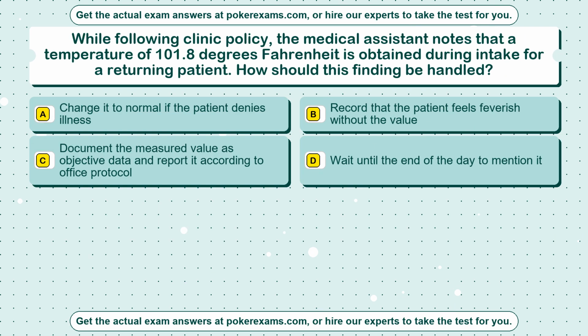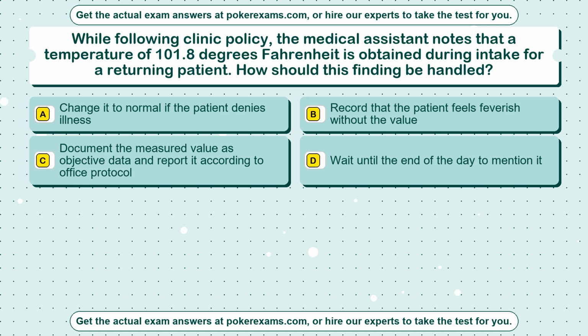Question 85. While following clinic policy, the medical assistant notes that a temperature of 101.8 degrees Fahrenheit is obtained during intake for a returning patient. How should this finding be handled? Option A. Change it to normal if the patient denies illness. Option B. Record that the patient feels feverish without the value. Option C. Document the measured value as objective data and report it according to office protocol.